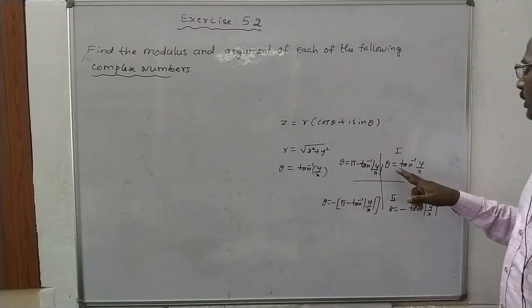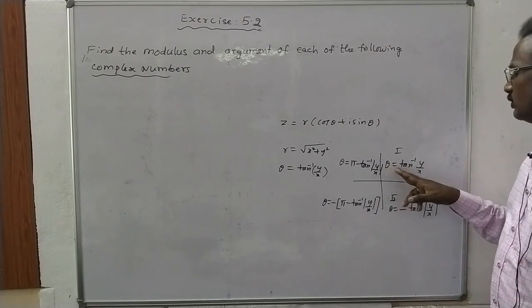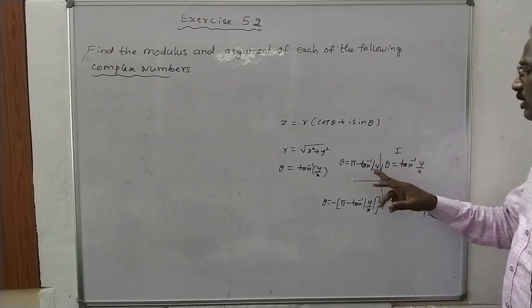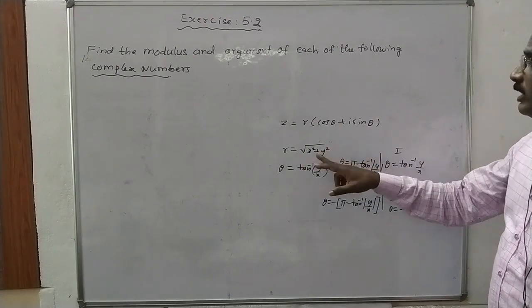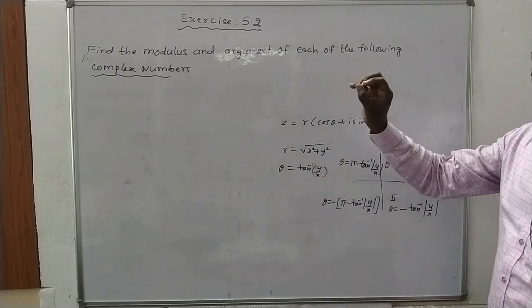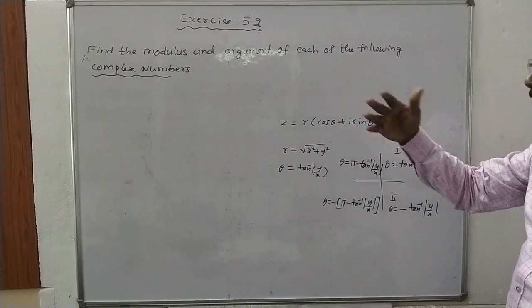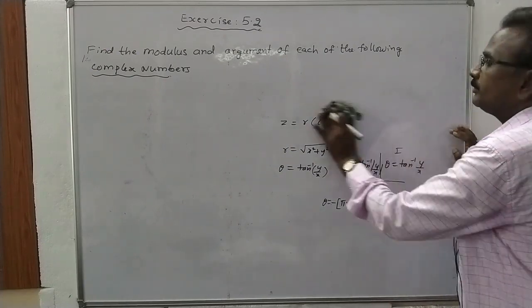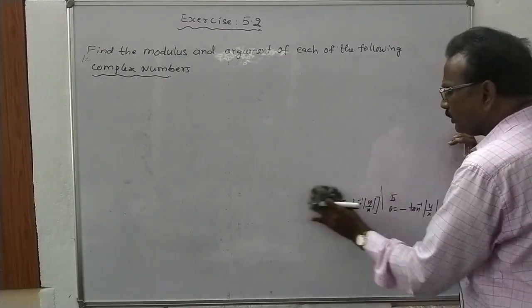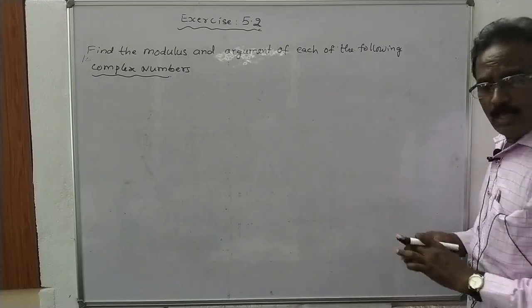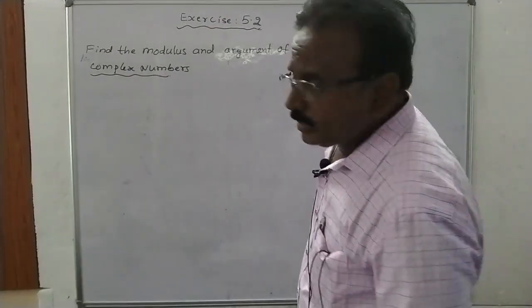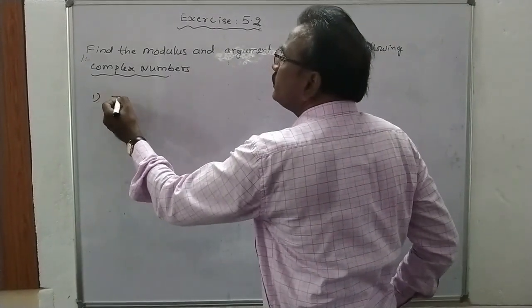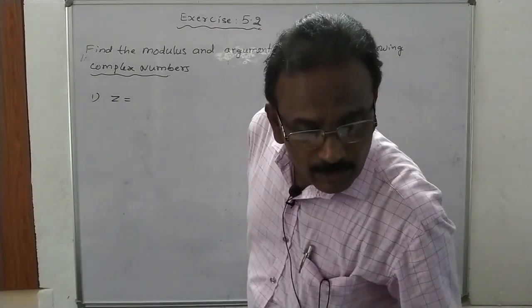When the complex number lies in the first quadrant, theta is equal to tan inverse y by x, and similarly for the second, third and fourth quadrants, and the r value is root x square plus y square. Theta is equal to the argument or amplitude of a complex number, right? And z is equal to r into cos theta plus i sin theta is called the polar form of a complex number, right? The first question, question number 1, z is equal to minus 1 minus i root 3.